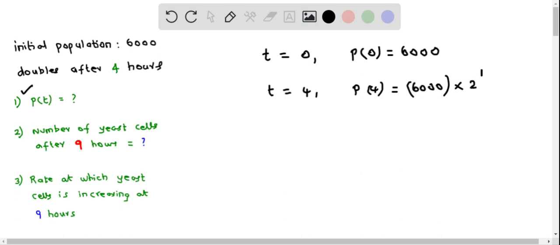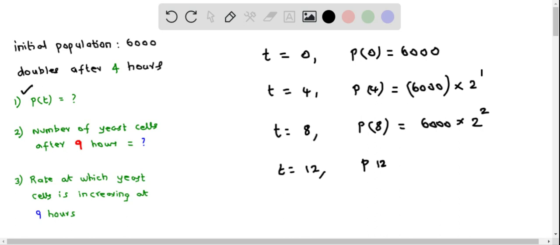And after 8 hours, that is after an additional 4 hours, this gets doubled, that is p of 8, and this equals 6,000 times 2 power 2. And after another 4 hours, that is when t equals 12, we see that this population is p of 12, and this equals 6,000 times 2 raised to the power of 3. So this is what we get for t equal to 0, 4, and 8. This is the number of yeast cells.